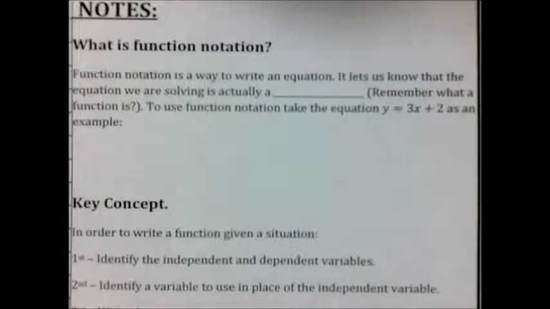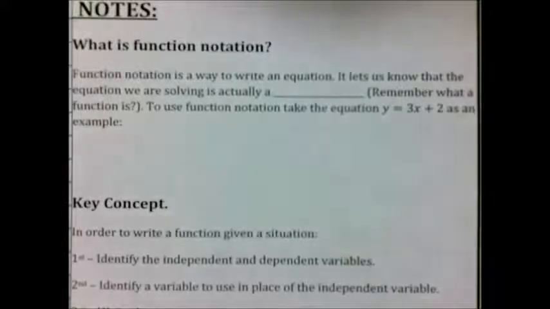Remember what a function is. A function is one where your x never repeats. X only has one option, right? Remember we used the vertical line test when we saw graphs, and we just looked at the domain, those x values, to make sure no numbers were repeating.